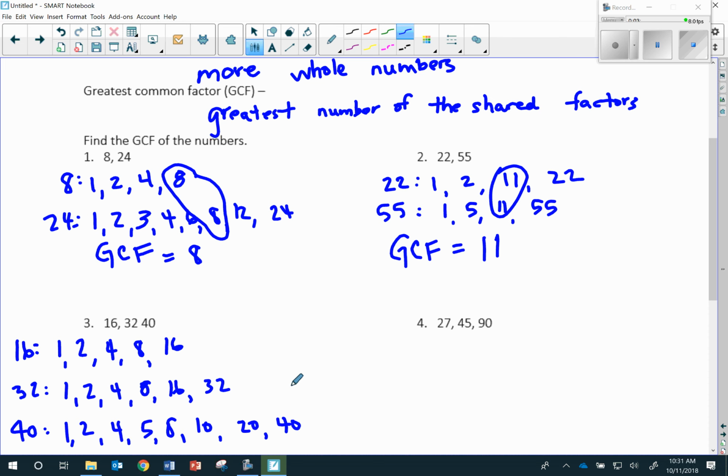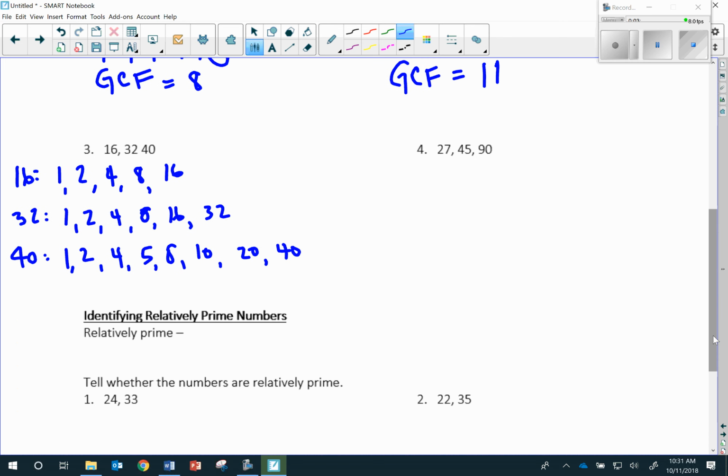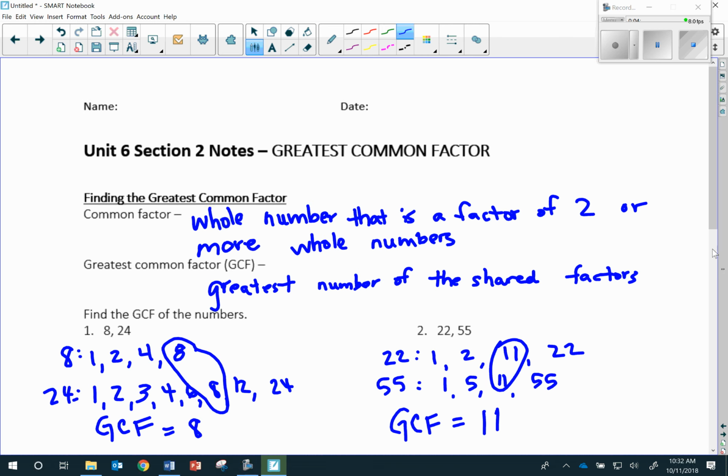The greatest factor that these numbers share is also 8. 16 and 32 both share the common factor of 16, but 16 is not a factor of 40, so the GCF is still 8. All right, I'm going to let you try number 4, again doing the same process with 27, 45, and 90. Be careful that your greatest common factor is a factor of all 3 numbers.